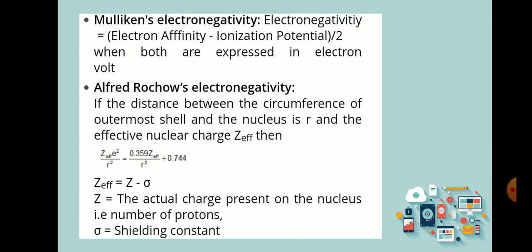Second one, Mulliken's electronegativity. Electronegativity is equal to electron affinity minus ionization potential divided by 2, when both are expressed in electron volt. Third one, Allred-Rochow's electronegativity. If the distance between the circumference of the outermost shell and the nucleus is r and the effective nuclear charge is Z effective, then Z effective into e square by r square is equal to 0.359 into Z effective divided by r square plus 0.744. Z effective is equal to Z minus sigma, whereas Z is equal to the actual charge present on the nucleus, that is the number of protons. Sigma is equal to the shielding constant.